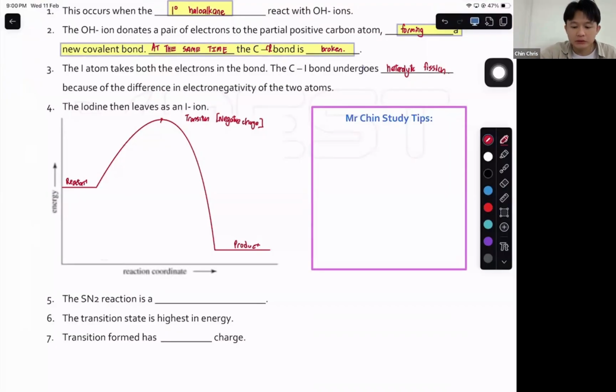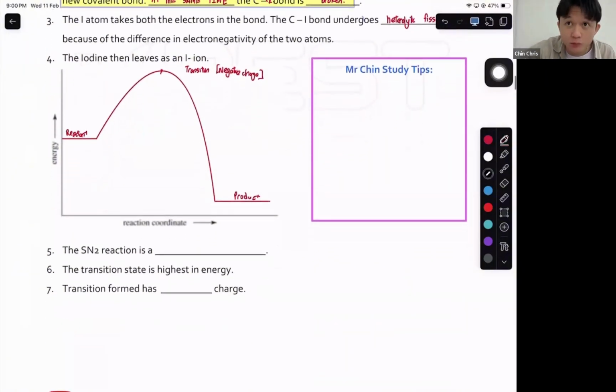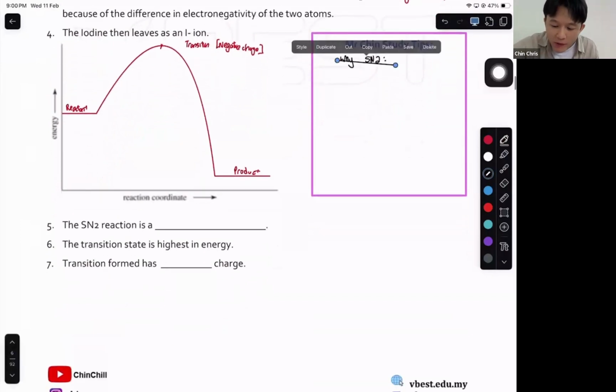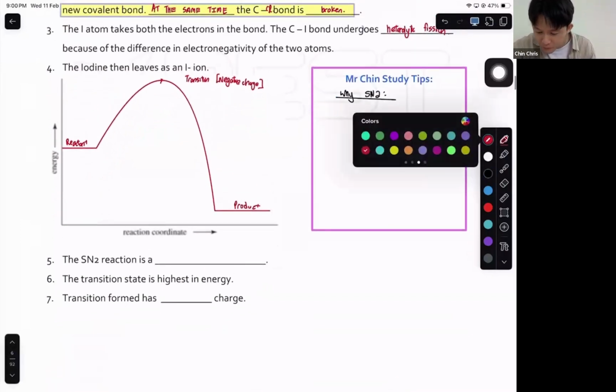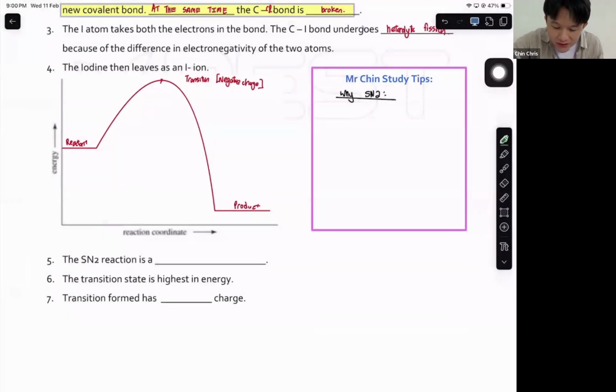Alright guys, now my question is why SN2? Always remember the 2 is a bit confusing. So 2 stands for two things happening at the same time. Remember this. So you have a bond being broken and a bond being formed at the same time. Okay, so this is what it means by 2.